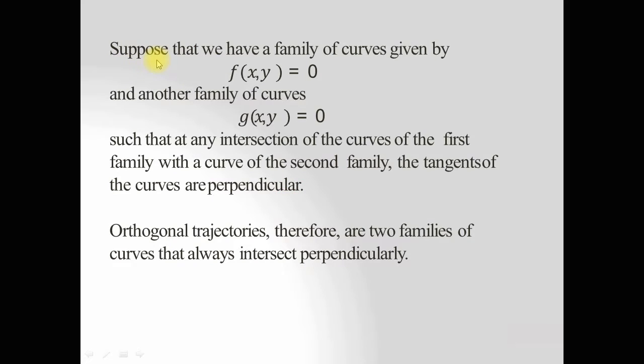Now suppose that we have a family of curves given by the function f, where f is a function of x and y. So f(x,y) = 0, and another family of curves g(x,y) = 0, such that at any intersection of a curve of the first family with a curve of the second family, the tangents of the curves are perpendicular. Orthogonal trajectories, therefore, are two families of curves that always intersect perpendicularly.